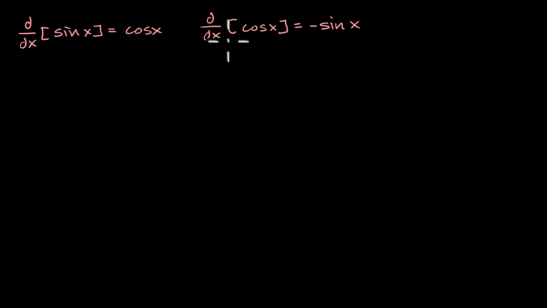What we have written here are two of the most useful derivatives to know in calculus. If you know that the derivative of sine of x with respect to x is cosine of x, and the derivative of cosine of x with respect to x is negative sine of x, that can empower you to do many more, far more complicated derivatives.